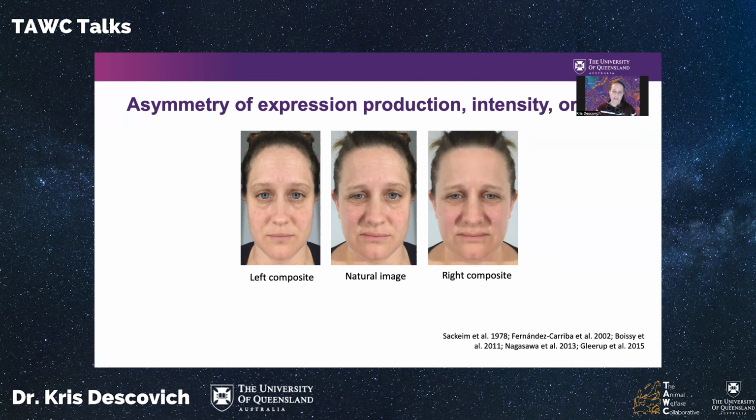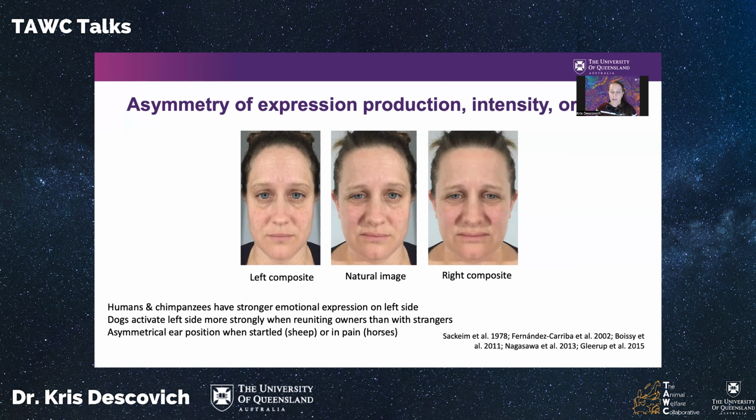But when it comes to facial expression, the reasons for making these facial expressions or triggering these facial expressions can actually have an emotional component. So we know that both humans and chimpanzees tend to have stronger activation on the left side of their face when they're experiencing stronger emotional expressions. Similarly, dogs activate the left side of their face more strongly when they're reunited with their owner compared to when they're meeting strangers. And in many species, asymmetrical ear positions have been studied as well.